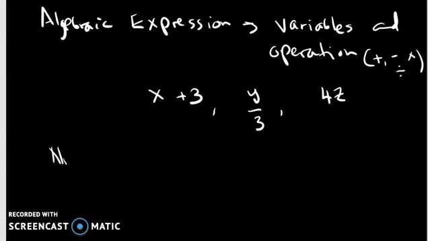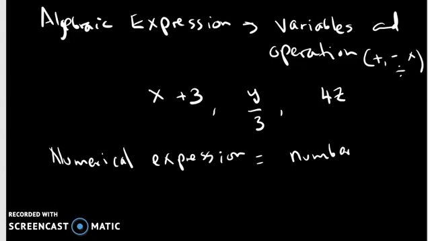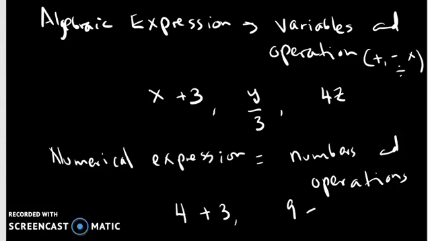We have numerical expression, as opposed to algebraic expression. Numerical expressions are composed of numbers and operations. So we'll have 5 plus 3, we have 9 minus 5. These are numerical expressions. They're composed of numbers and operations.